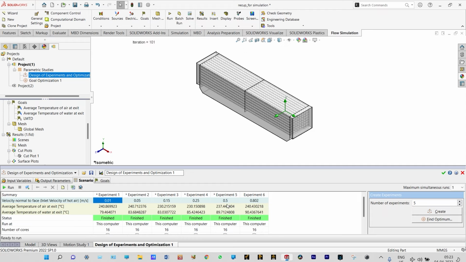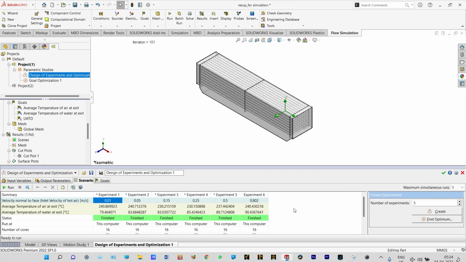In experiment number 5, when the inlet velocity of hot air is 0.5 meter per second, you can see the temperature of hot air is very high. It is in the range of 237.44 degrees centigrade, and that of cold water is 89.71 degrees centigrade. It is also very high. And finally, in experiment number 6, when the inlet velocity of hot air is very high, in the range of 0.802 meter per second, the average temperature of hot air at exit is 240.43 degrees centigrade, and that of cold water is 90.436 degrees centigrade. It is very high, right?